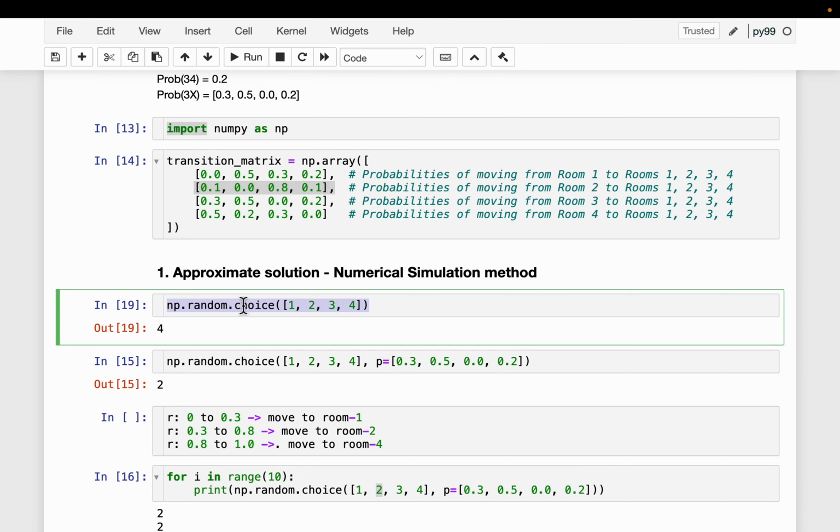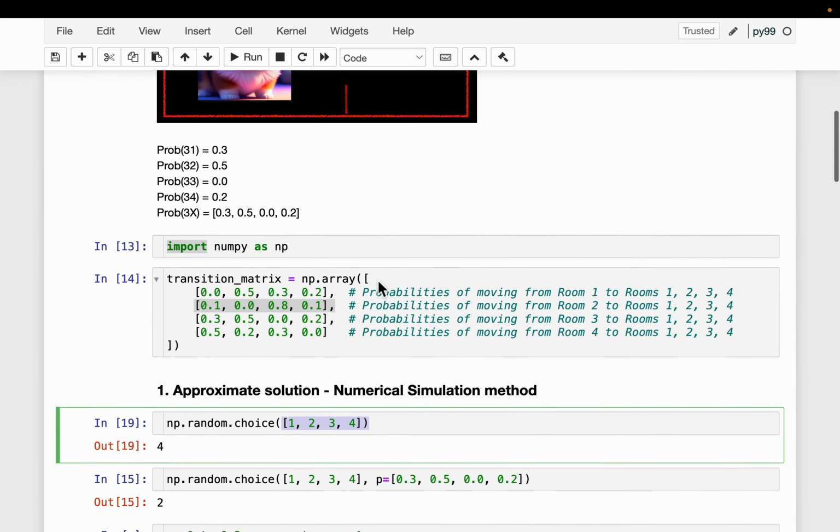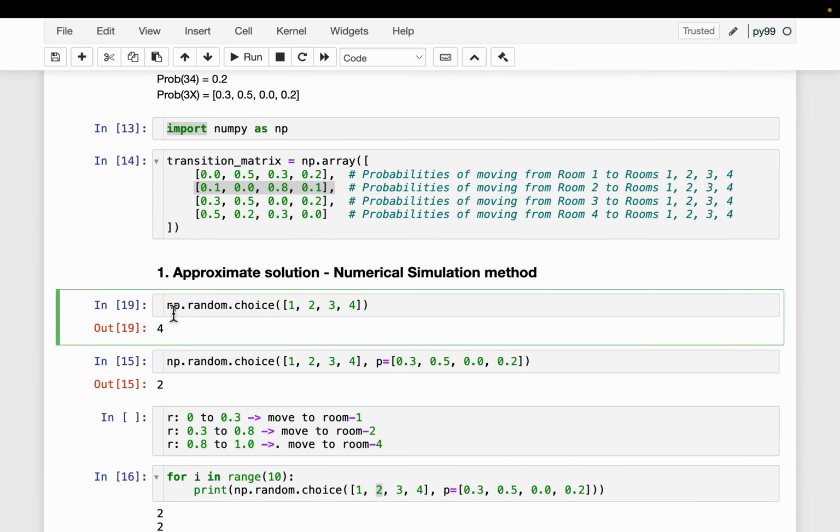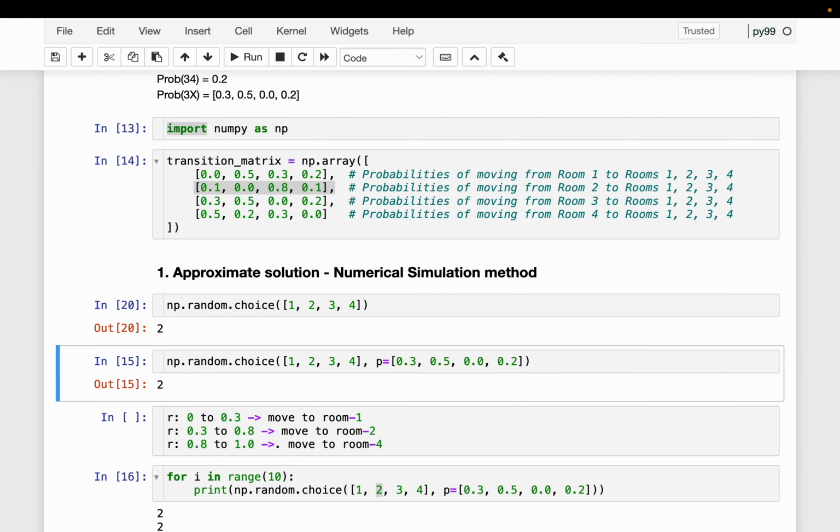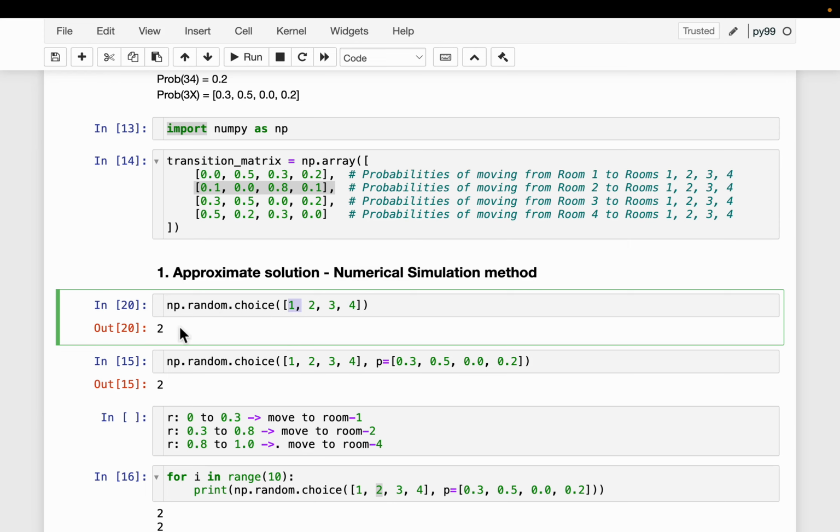I'm sure you are probably aware of the NumPy random function. So here we have NumPy random choice. When we define it like this, all these 4 numbers, which denote the rooms 1, 2, 3, 4, are equally probable. So for example, if I run this function 100 times, it is likely that 25 times I get 1 as the output, 25 times I get 2, 25 times I get 3, and the remaining 25 times I get number 4. So all 4 are equally probable.